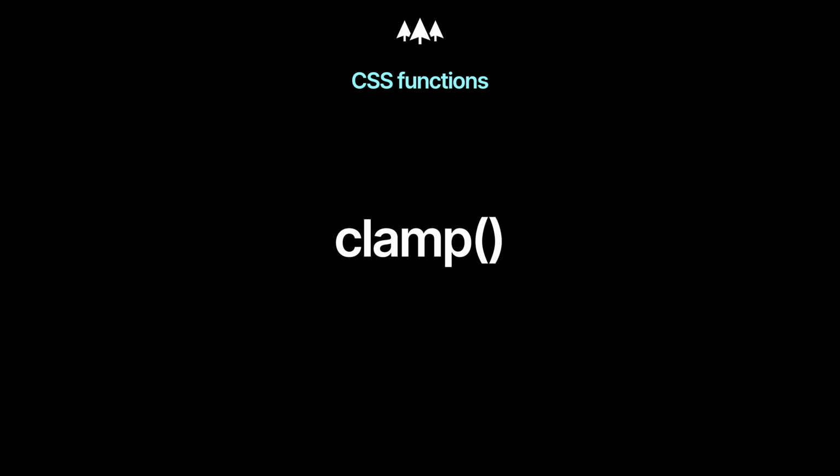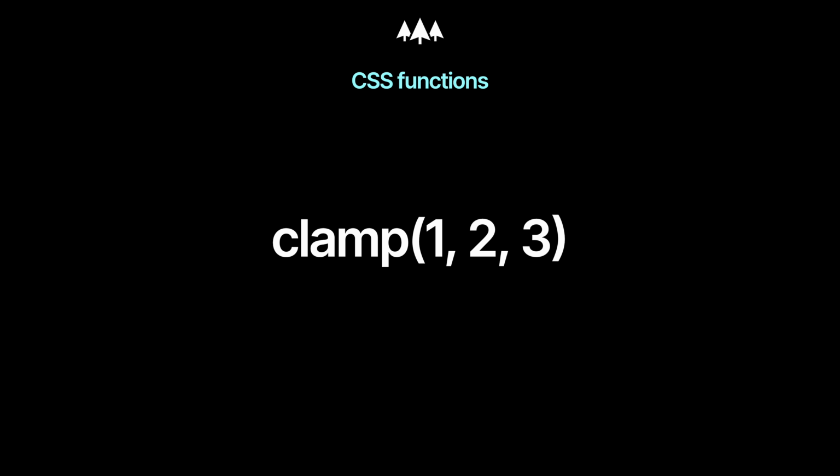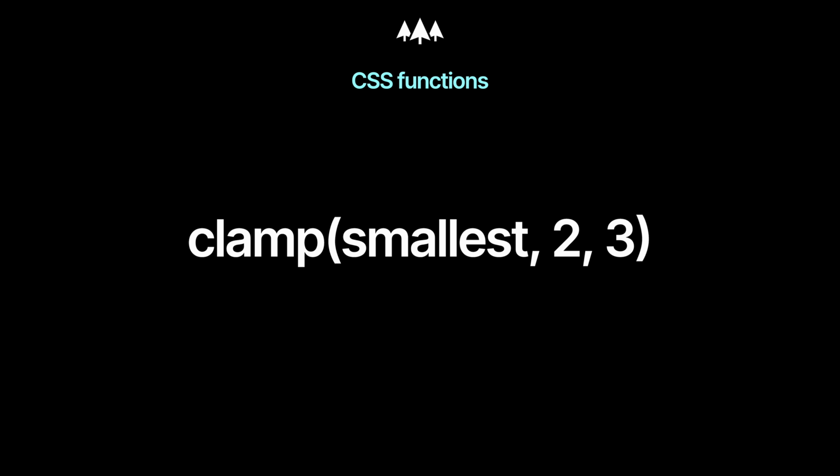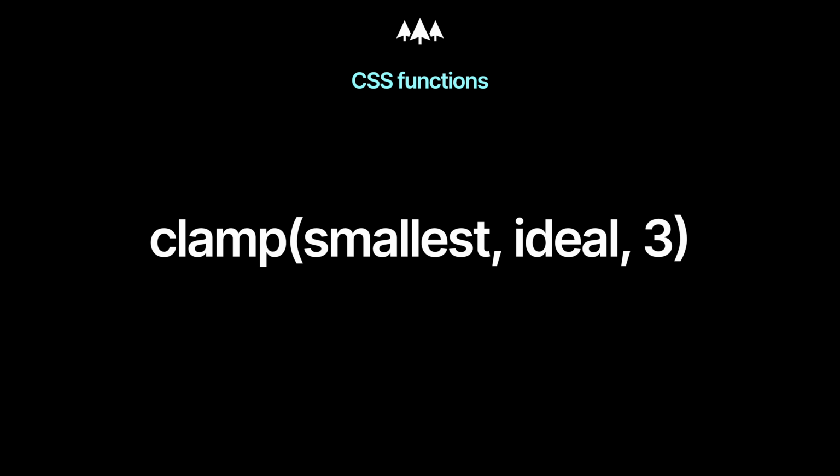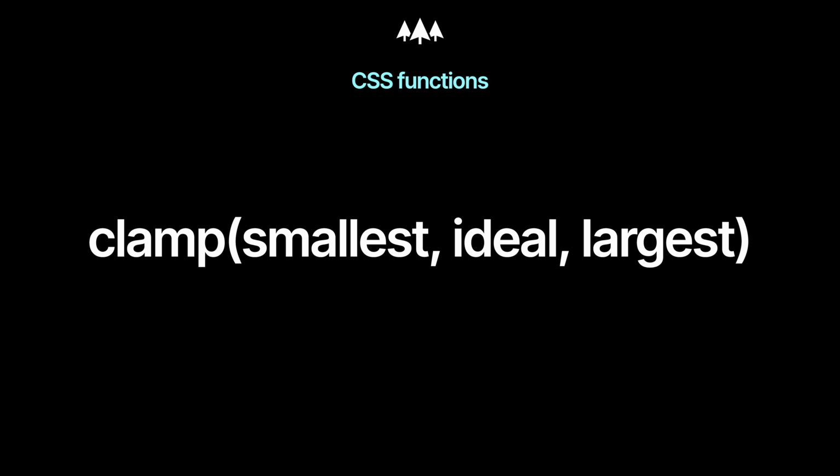The clamp function in CSS allows you to create values that scale responsively between a minimum and maximum limit. It accepts 3 values. The first value is the smallest allowed size. The second value is the ideal flexible size. And the third value is the largest allowed size. I'm going to demonstrate this using some extreme values so you can see more clearly what's going on.